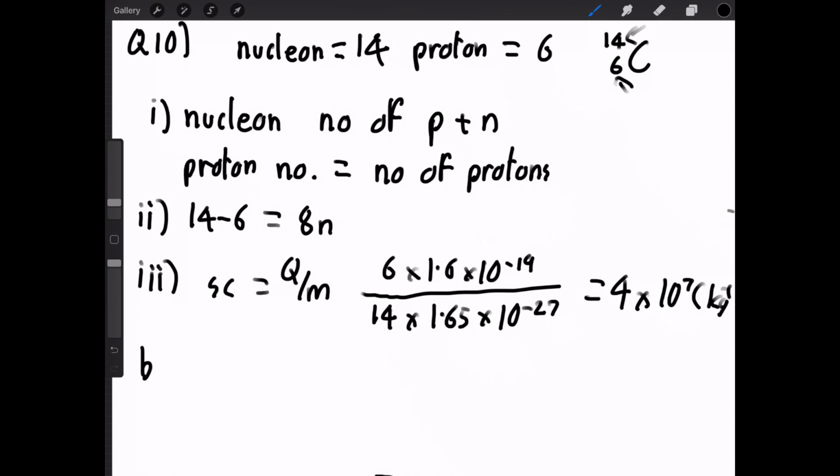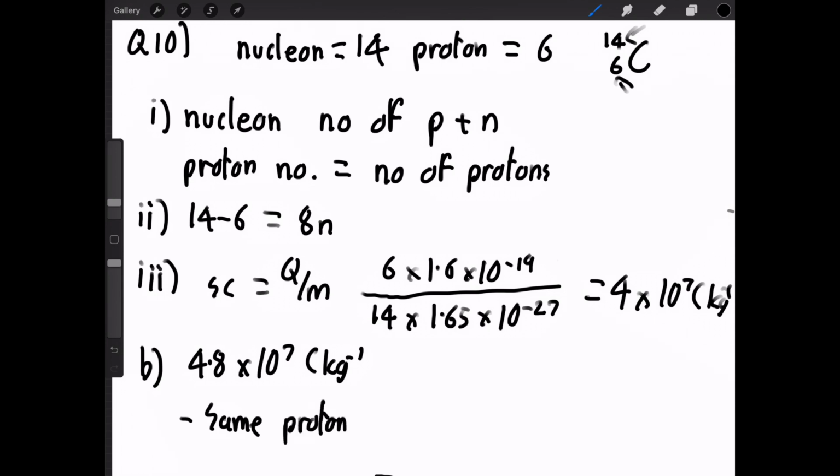Part B. Specific charge of the nucleus of another isotope of an element is 4.8 times 10 to the 7. This is the specific charge, so coulombs per kilogram. Slightly different. What is meant by an isotope? So same proton number, different number of neutrons.